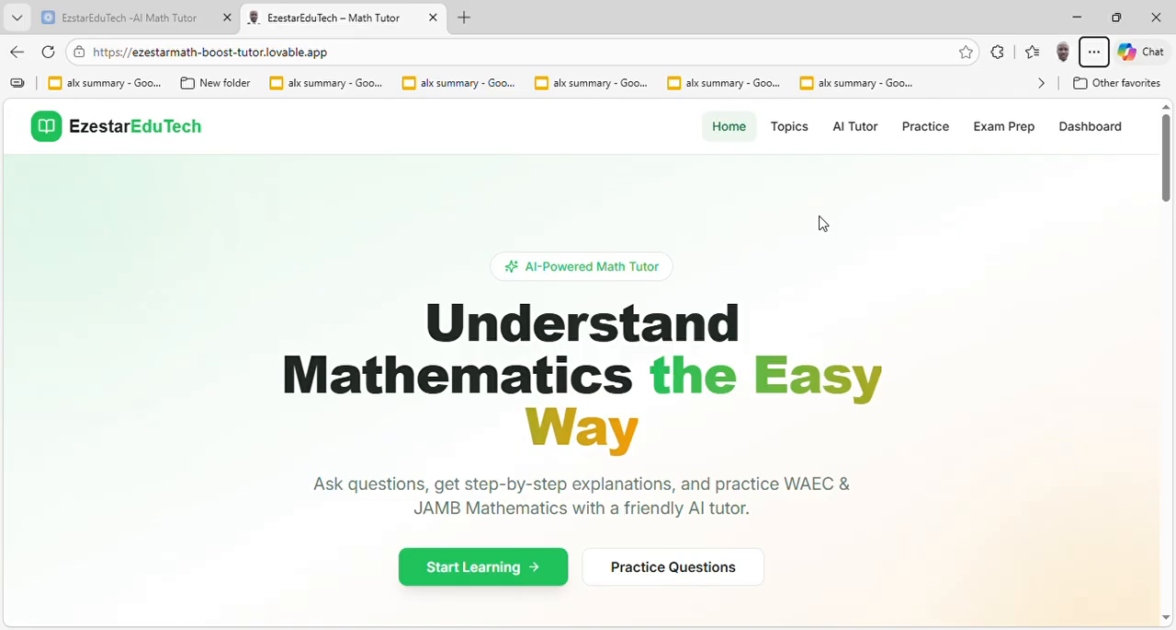Therefore, EzestarEduTech solves this problem by giving every Nigerian student a free, patient, and intelligent AI tutor available 24 hours throughout the week.